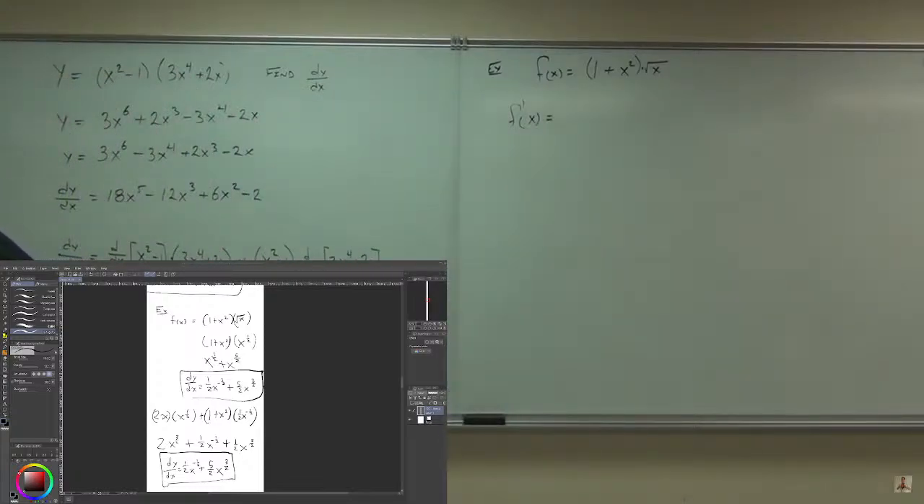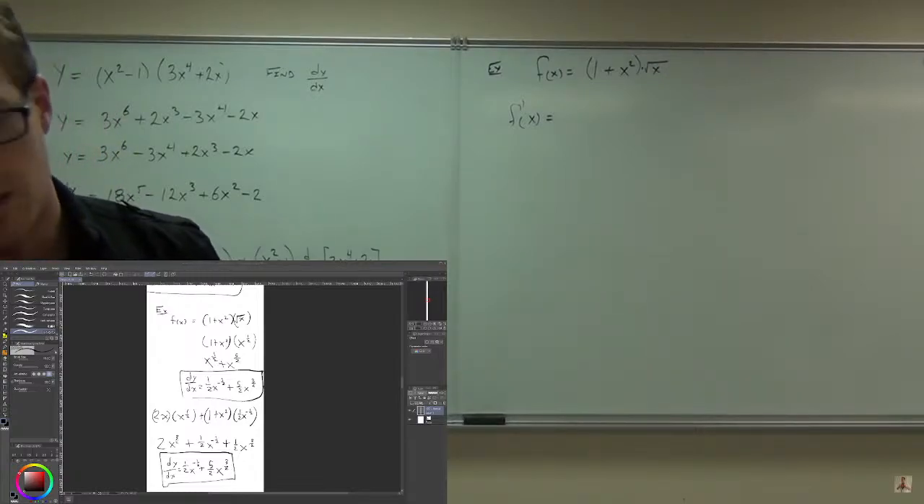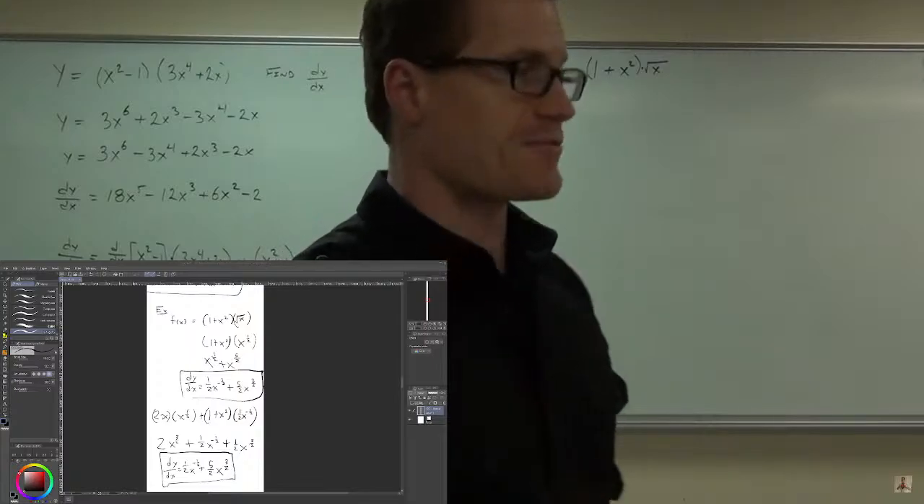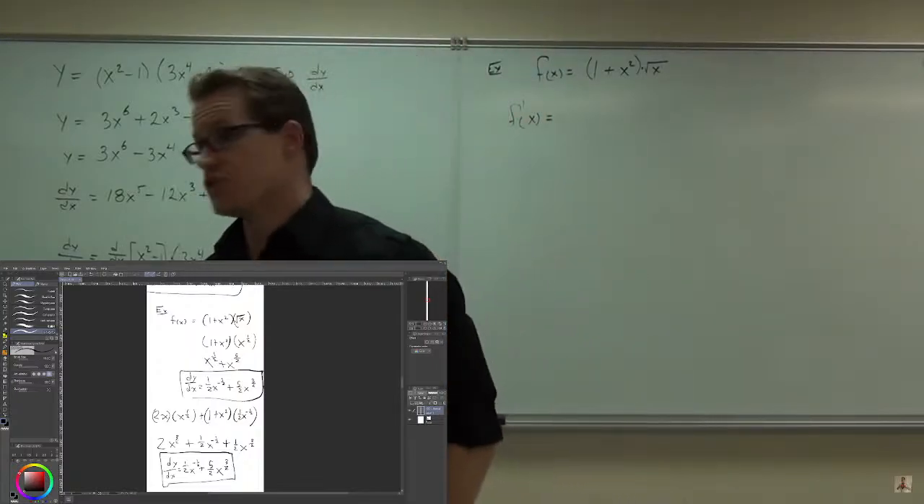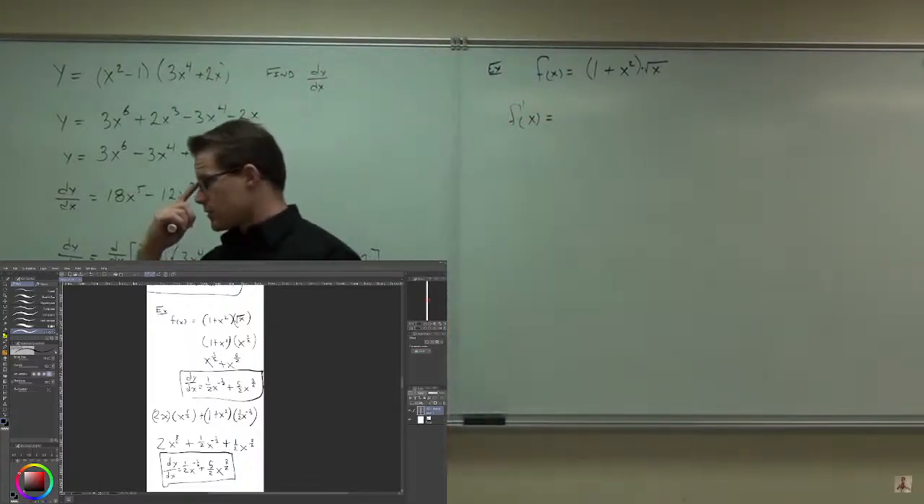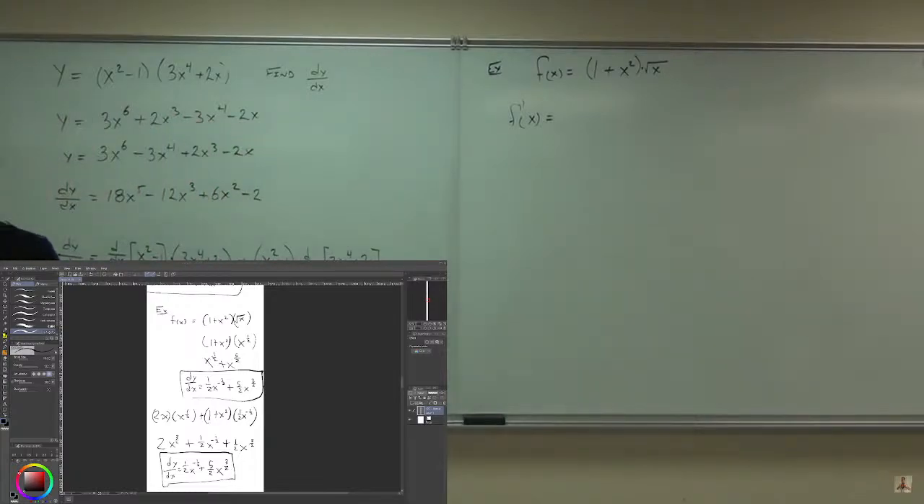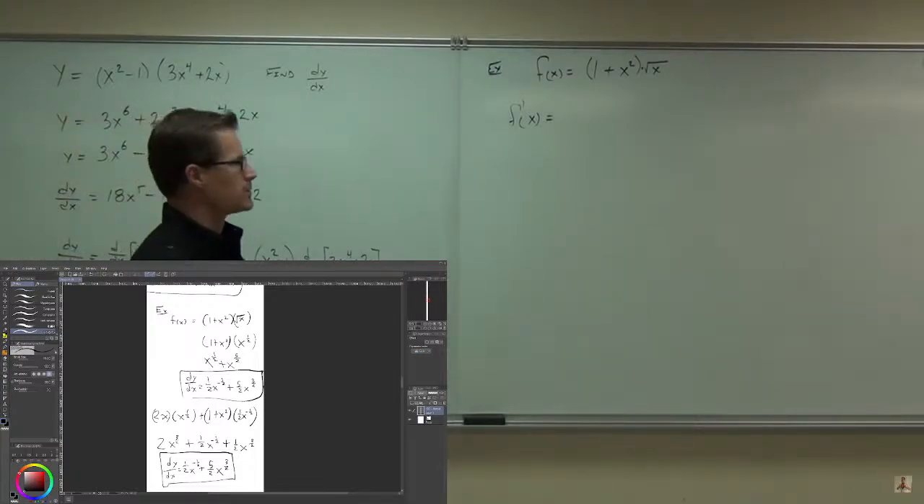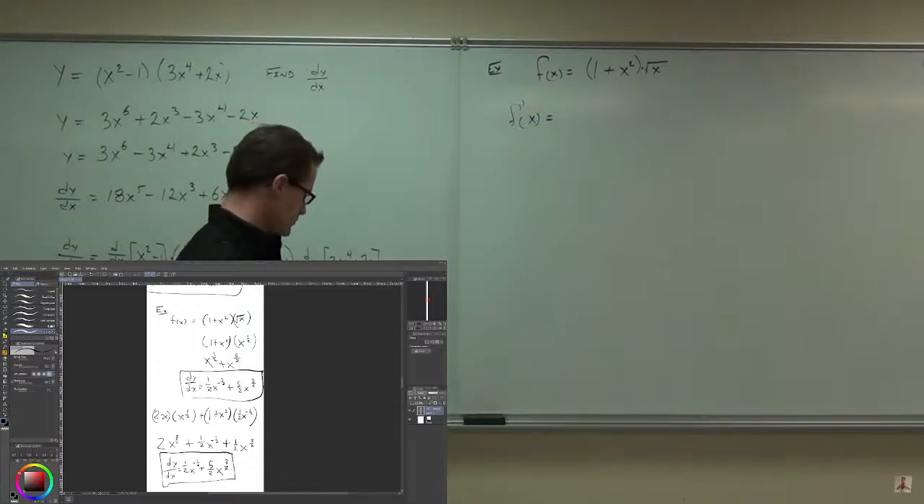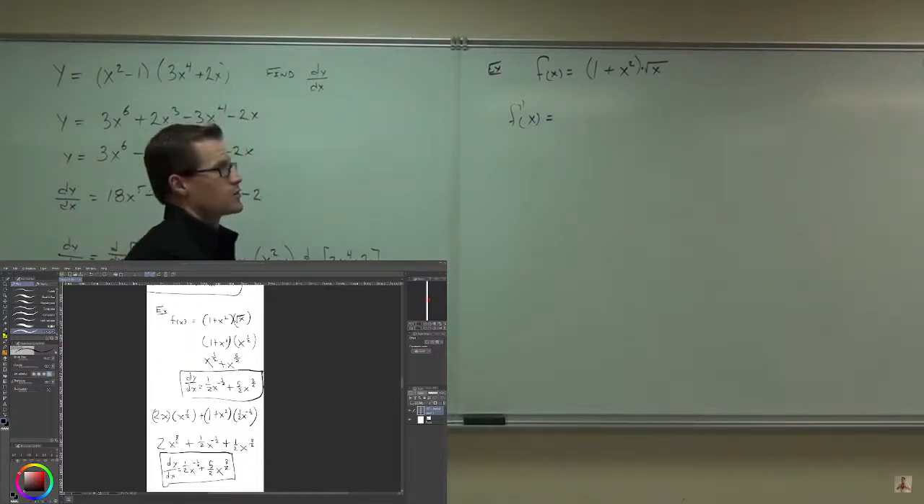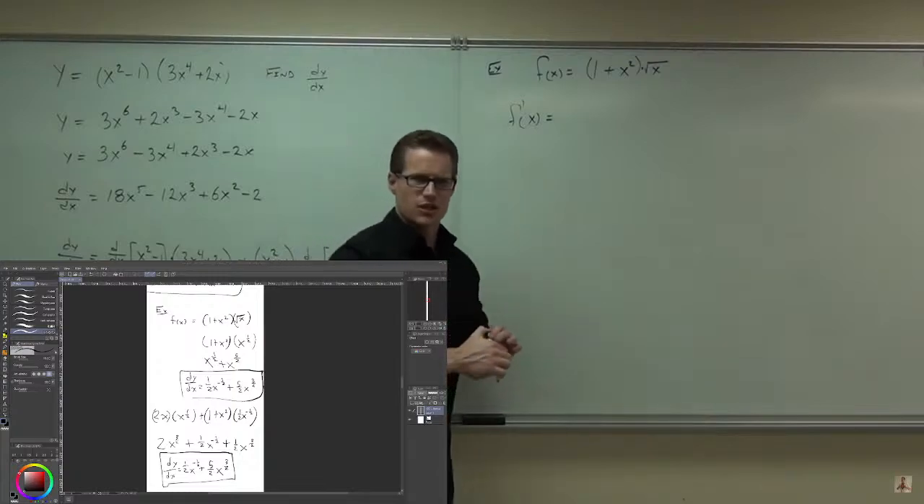So derivative of the first times the second plus the first times the derivative of the second. After that, the calculus is done. Then you just got to do some algebra. So first I want to see if you have it set up right. Let's see, check your paper.